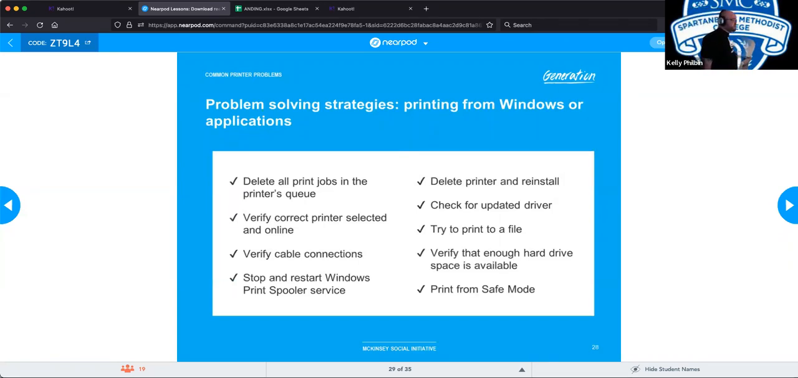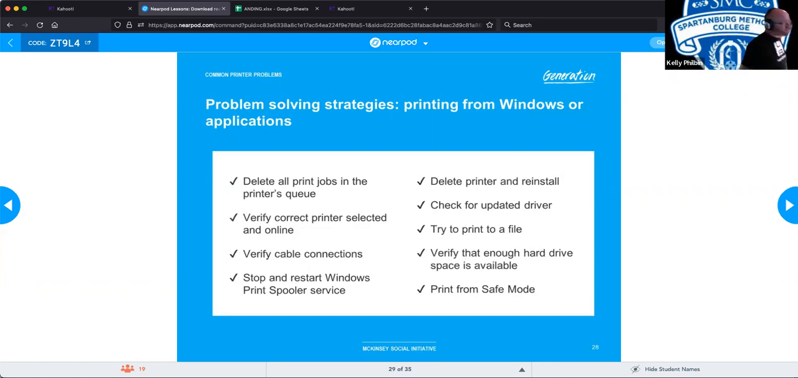All right, printing from Windows or applications. So if it's all locked up, start by deleting the print jobs in the queue. Don't keep trying to resend it, because all you're doing is adding to the problem. So delete the print jobs from the queue, start over. Verify the correct printer is selected and online, always a big one. Check your cables and connections, because sometimes, like if the printer has been moved, they may have forgot to reconnect the Ethernet cable to it, thereby you would not be able to see it.